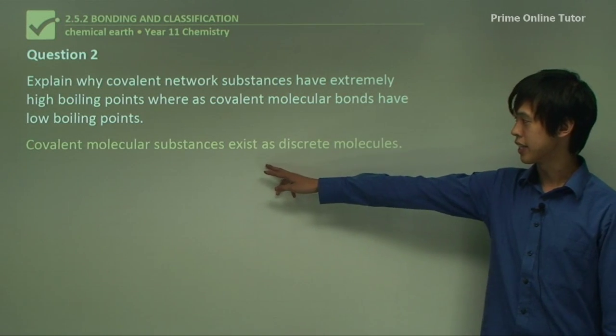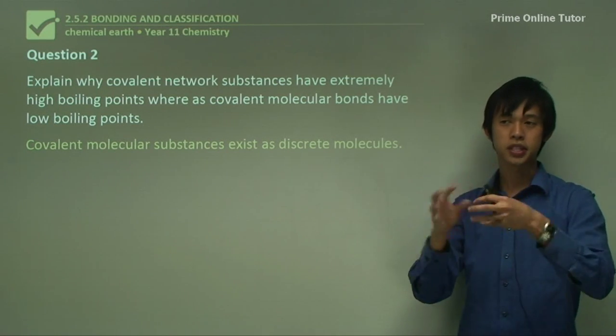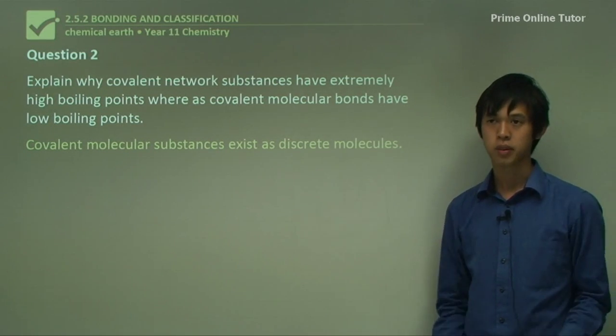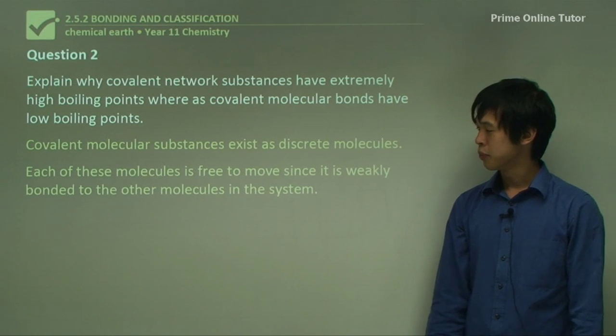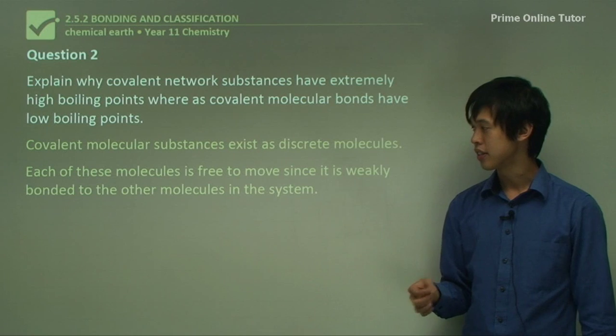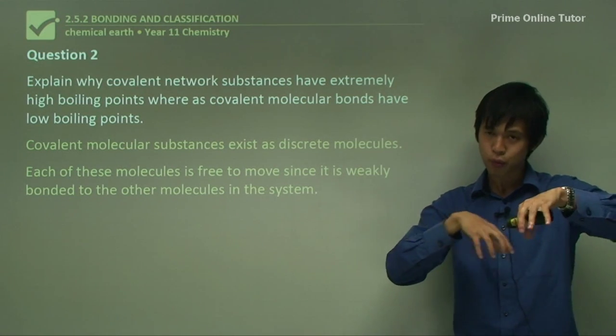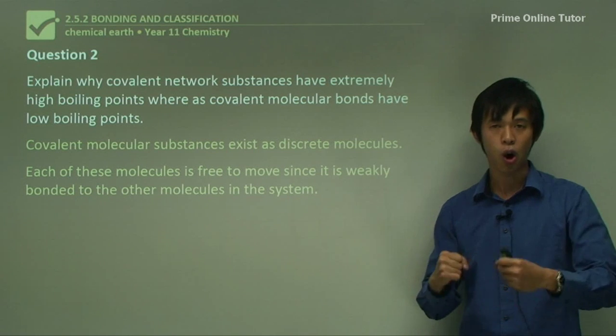So covalent molecular substances exist as discrete molecules. So they're little groups of atoms together that don't want to talk to other groups. Each of these molecules is free to move since it's weakly bonded to other molecules in the system. So they might interact a little bit, but they're very weakly interacting. They're not holding each other together.